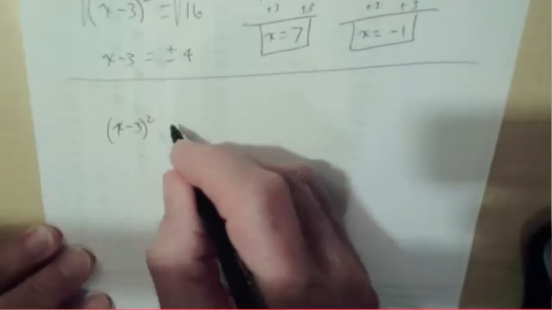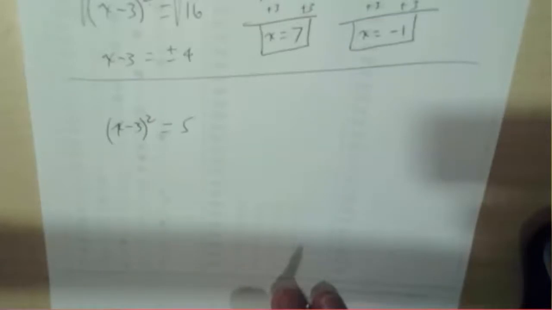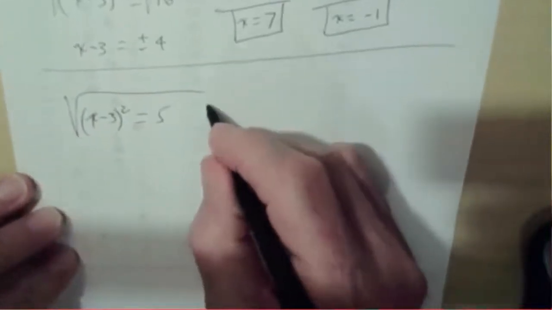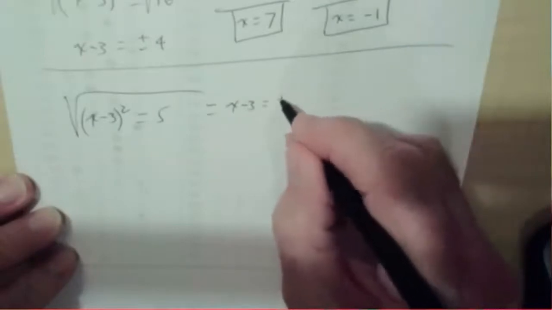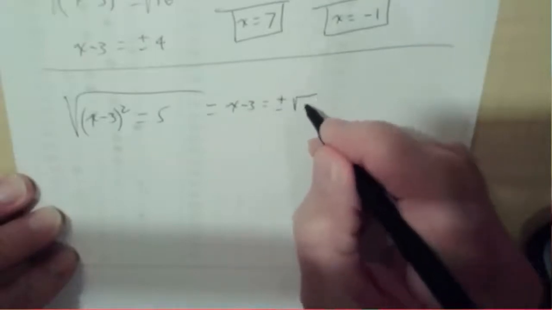Okay, what about this one? Kind of the same problem. X minus 3 all squared equals 5. 5 is a prime number, cannot be factored into anything other than 1 and 5. So we take the square root of everything, and x minus 3 equals plus or minus the square root of 5. I guess I should have put that under a different radical. Plus or minus the square root of 5.